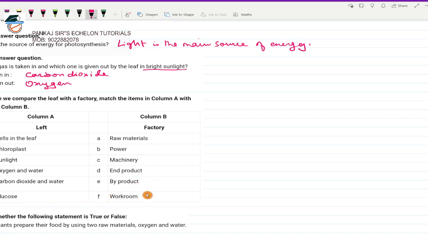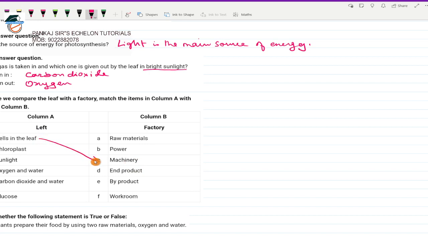Okay, so cell in the leaf you can compare as what in the factory. Okay, so cell in the leaf can be compared to something from the right hand side in the column B. Now you have to just write the proper matching answers. Okay, so the answers will be, for leaf, the first thing in the column A is cells in the leaf. Now cells in the leaf can be compared to raw materials. No. Power, no. Machinery, yes. So you can compare this cells in the leaf as machinery.